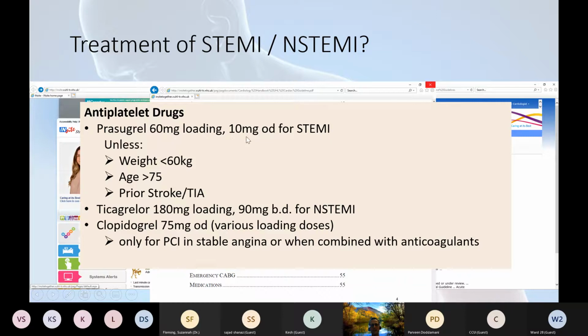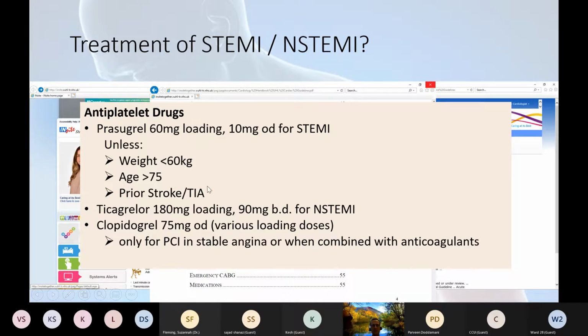If we're dealing with a STEMI, we use prasugrel in preference to clopidogrel nowadays, and that has a 60 milligram loading dose, and then it's a 10 milligram once a day thereafter. The exceptions to that are if they've got low body weight or are over 75, or they've had a previous stroke or TIA. So STEMIs, ST elevation myocardial infarctions, we give prasugrel unless there's one of these factors present.